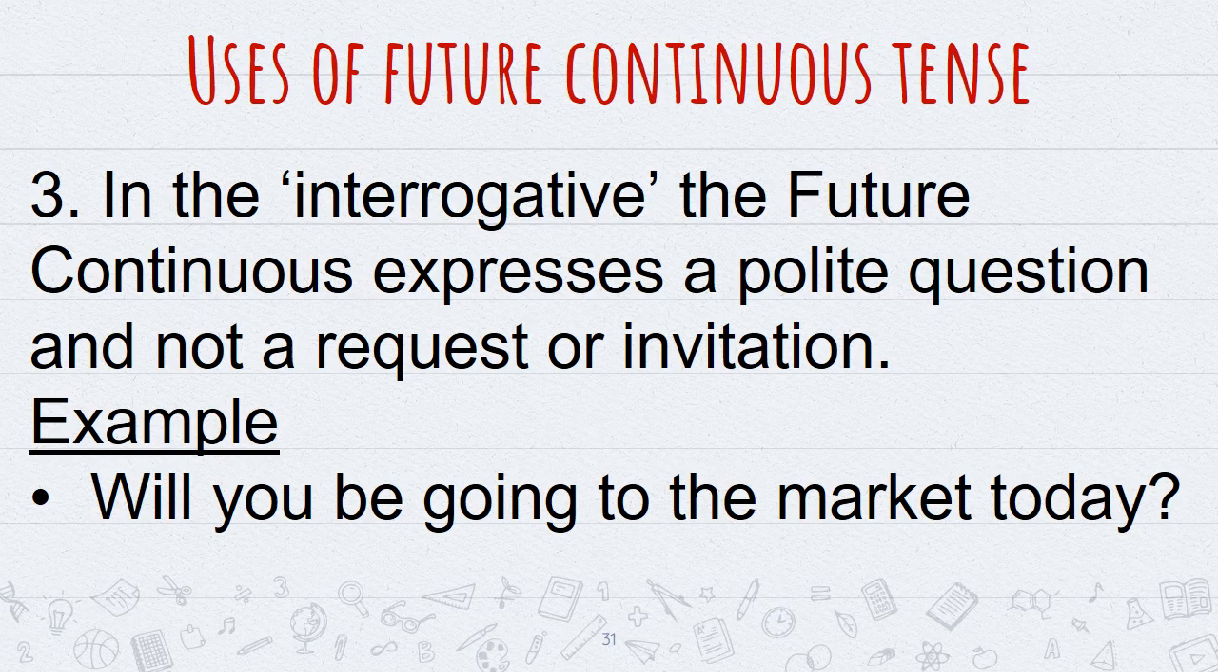Number 3 rule, or use, of future continuous tense says, in the interrogative, the future continuous expresses a polite question and not a request or invitation. For example, will you be going to the market today? This is a question. Okay.